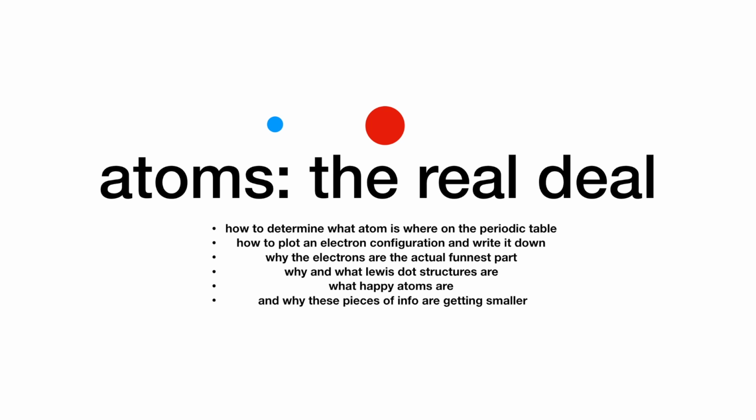Okay, so here's what you're going to learn here. How to determine what atom is where on the periodic table, how to plot an electron configuration and write it down, why the electrons are the actual funnest part, what Lewis dot structures are, what happy atoms are, and why these pieces of info are getting smaller.